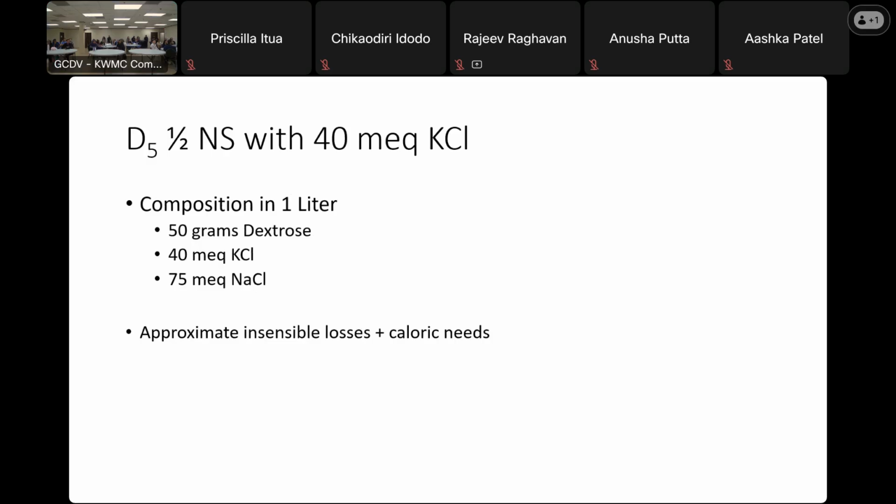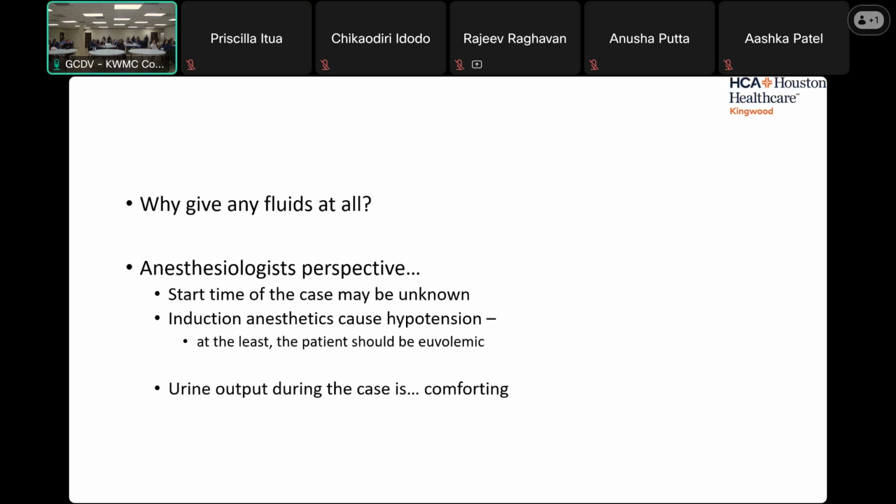So really the big thing is it approximates insensible losses. We talked about why give any fluids, and again, the anesthesia, as soon as you give the anesthetic, the patient will get a little bit hypotensive.